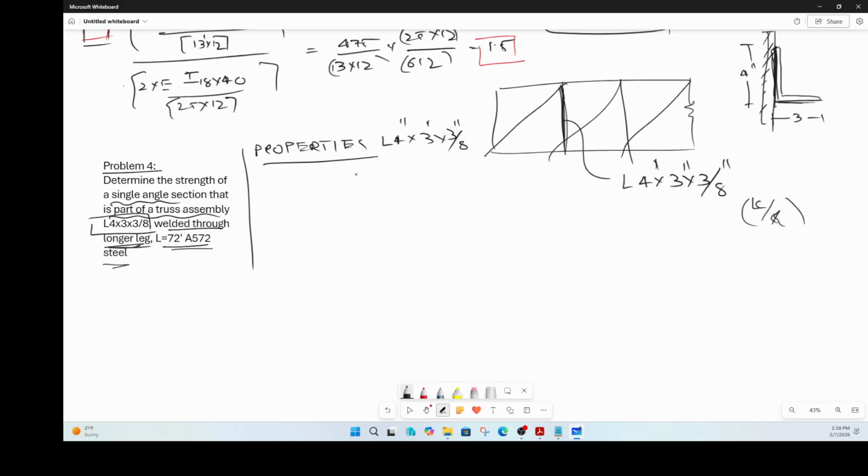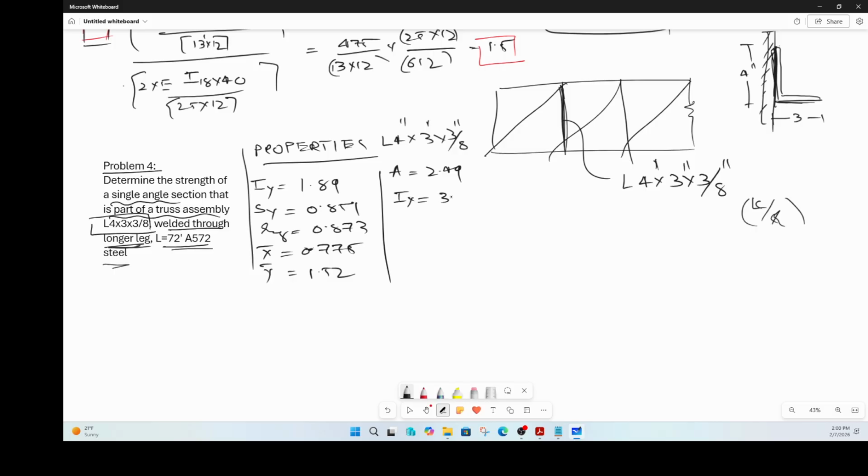Again, everything is available in the steel table, but the most important properties are: IY appears to be 1.89, SY appears to be 0.851, RY is 0.873. X bar may not be useful, but because I am on that page, I am just noting it down so that I don't have to flip all the pages. Y bar is 1.52. Gross area of the angle is 2.49 inches square. IX is 3.94, may not be needed. RX is equal to 1.44.